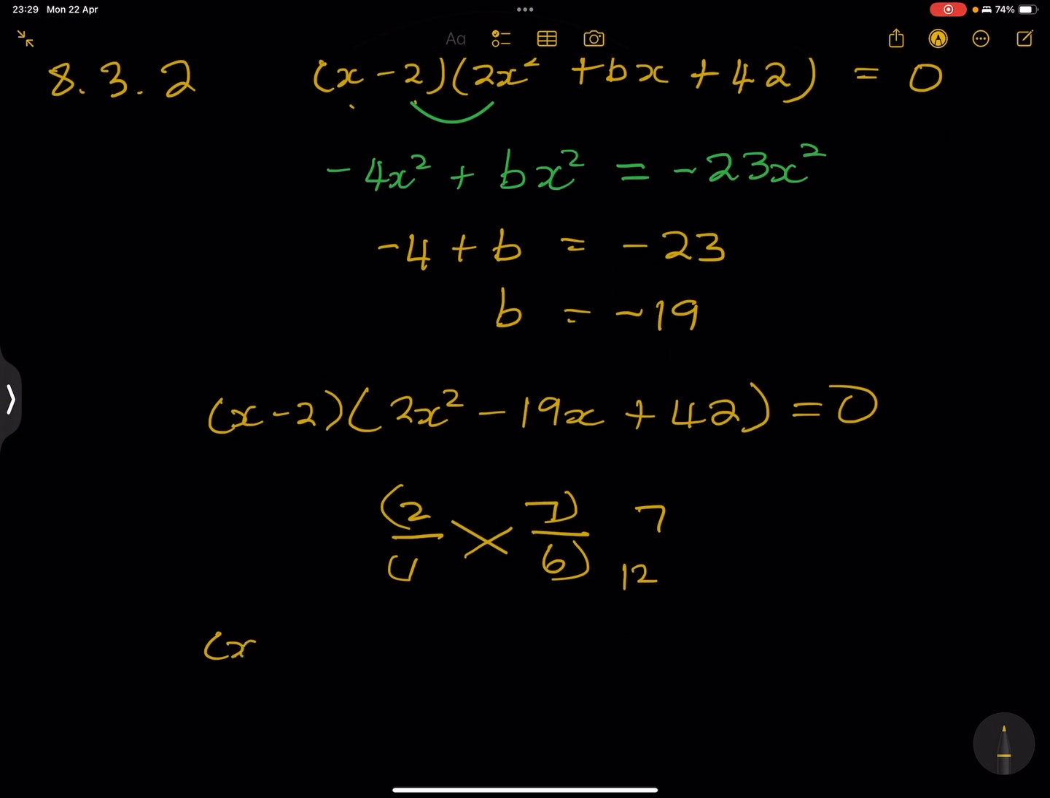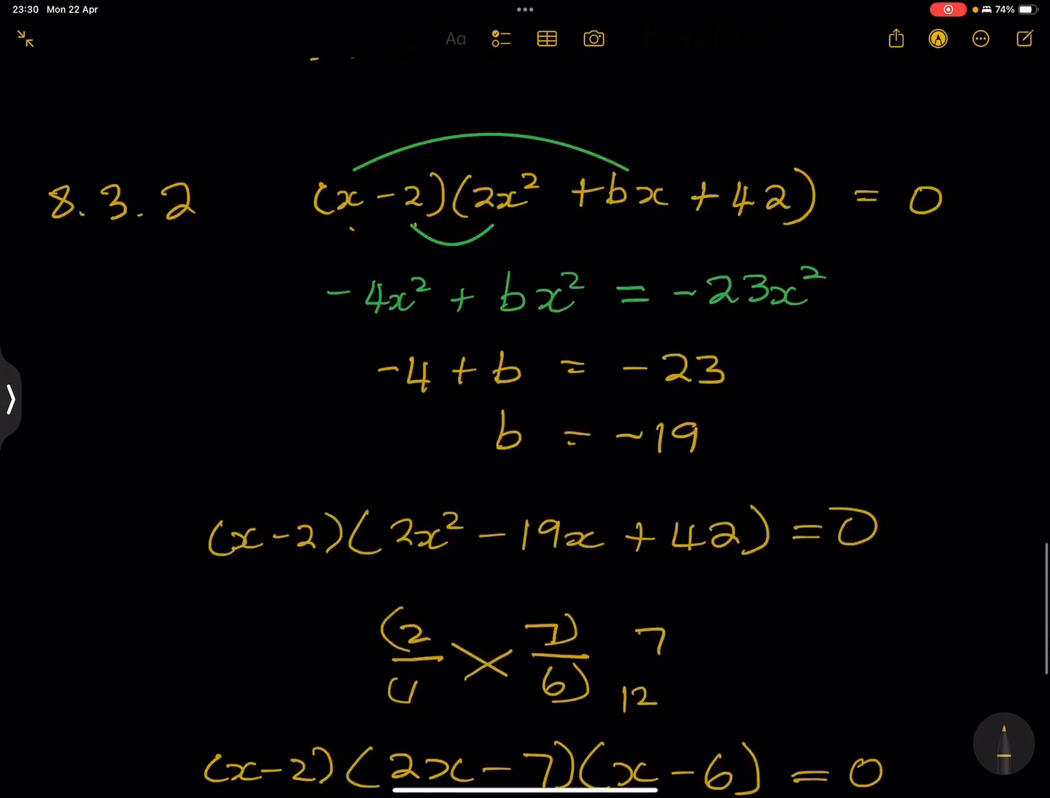So that would be x minus 2. The other bracket is 2x minus 7. And the other bracket is x minus 6. All right, and this would be equal to 0.